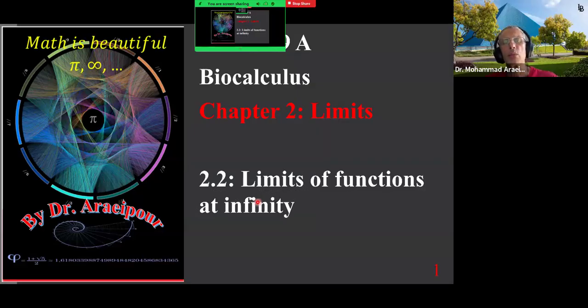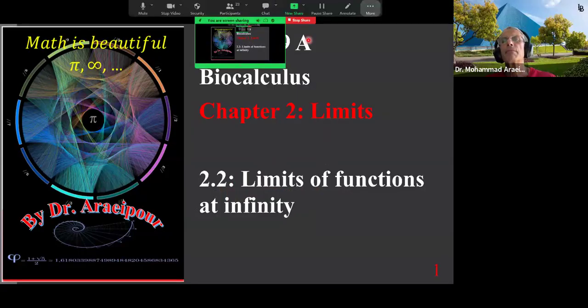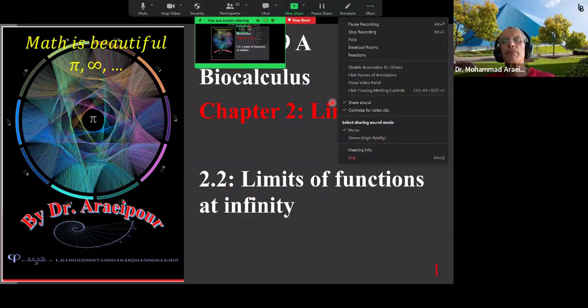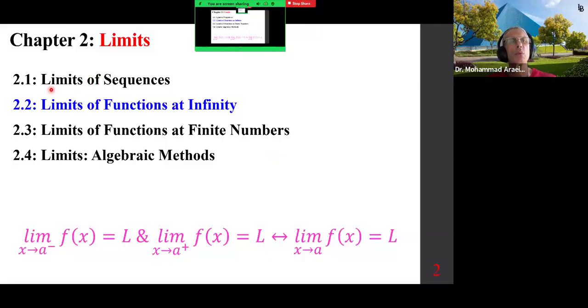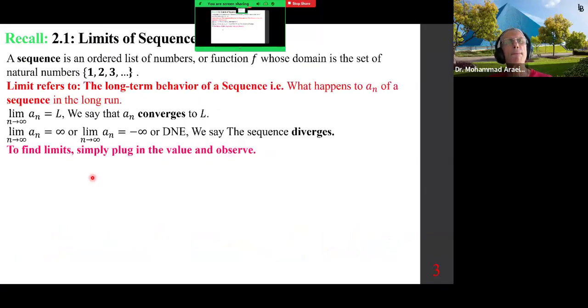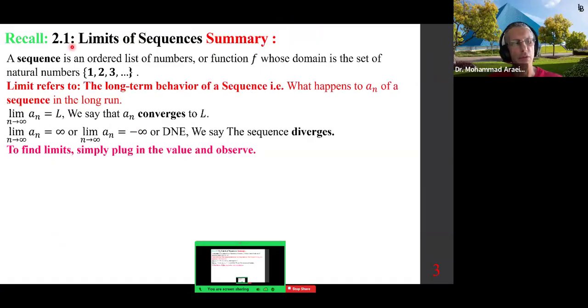Good morning, class. We are looking at chapter 2, Limits, section 2.2, limits of functions at infinity. So we covered limits of sequences, and we're going to look at limits of functions at infinity. So here's the synopsis of what we have covered, everybody.